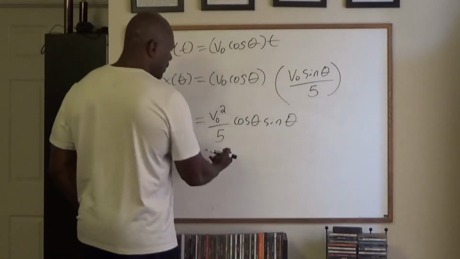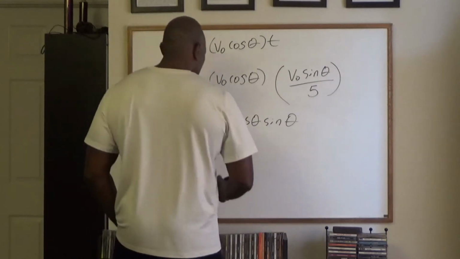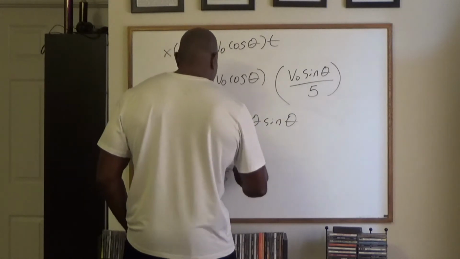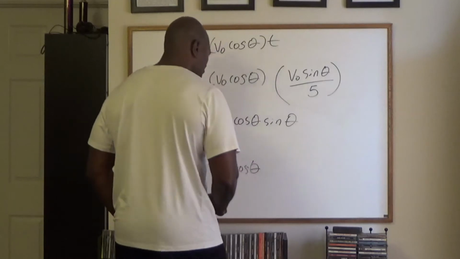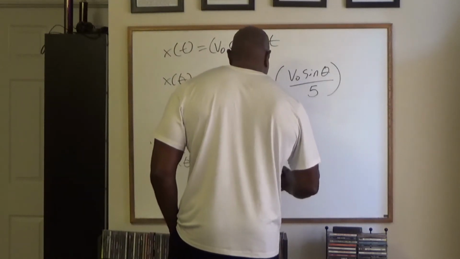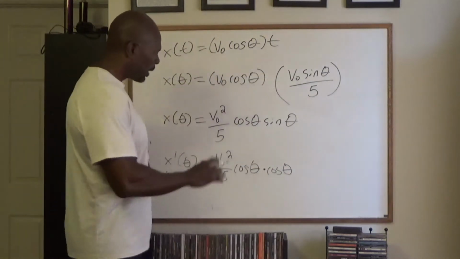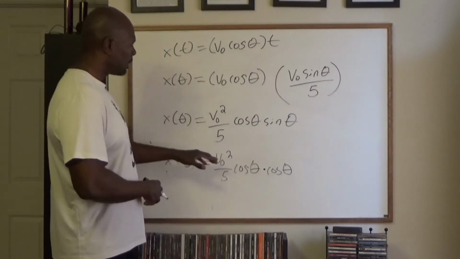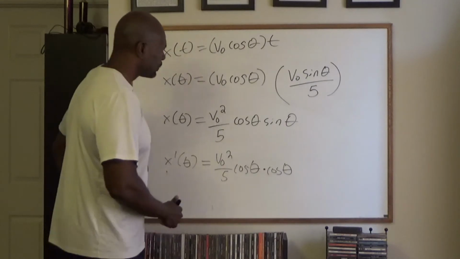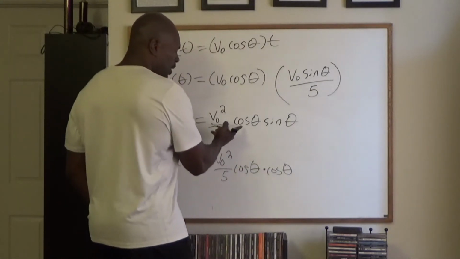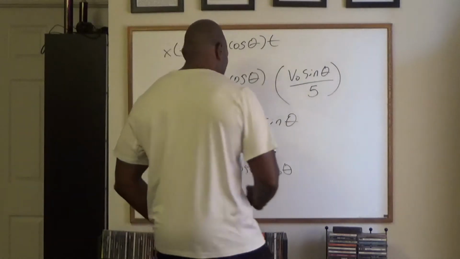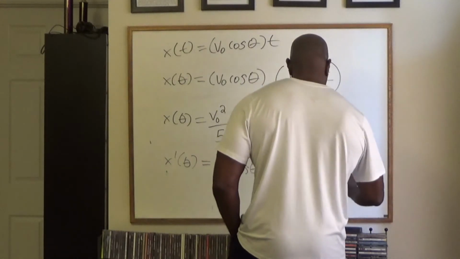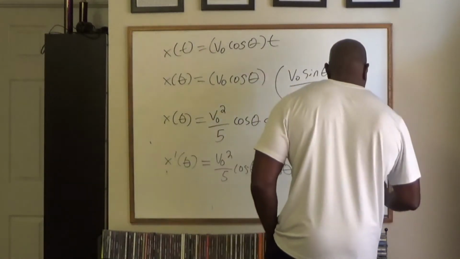So really I can do the problem disregarding the v naught squared over 5, but I'll keep it there for now. So this problem is going to require the product rule, and so I'll take v naught squared over 5 cosine theta times the derivative of sine theta, which is cosine theta, plus, I understand I'm going to have to take the derivative of cosine, so plus v naught squared over 5 sine theta times the derivative of cosine theta, which is negative sine theta, so then minus v naught squared over 5 sine theta times sine theta.